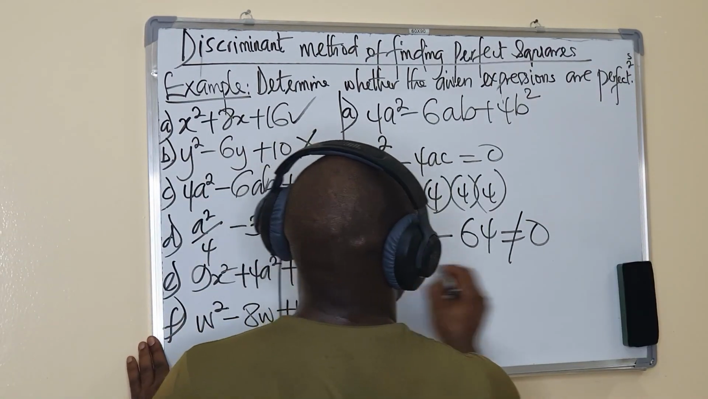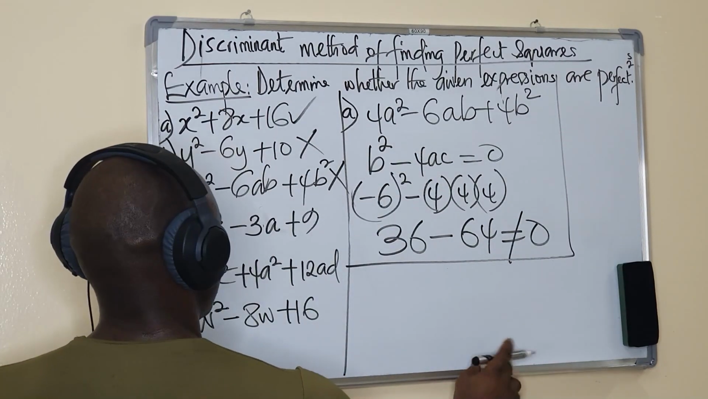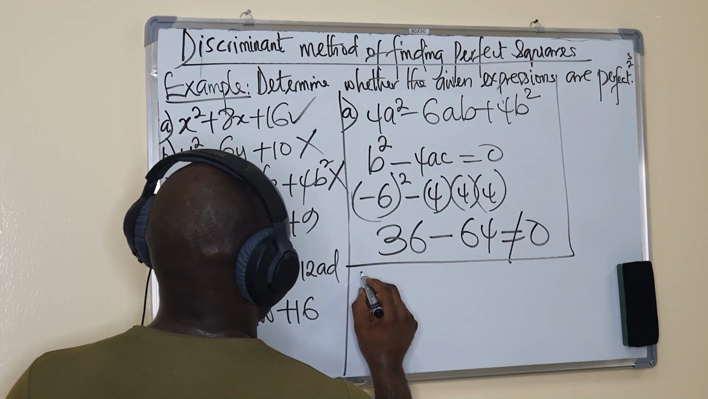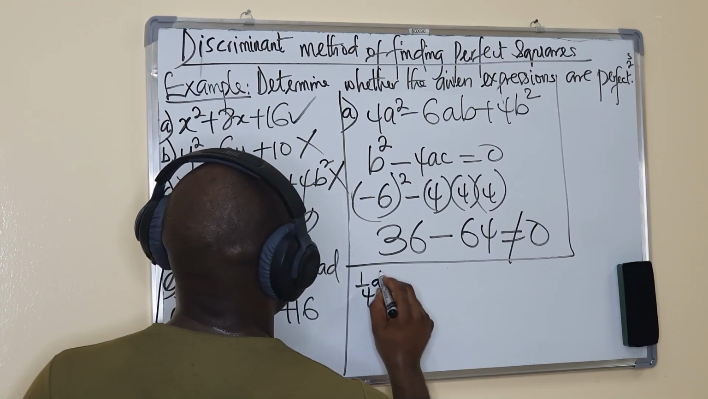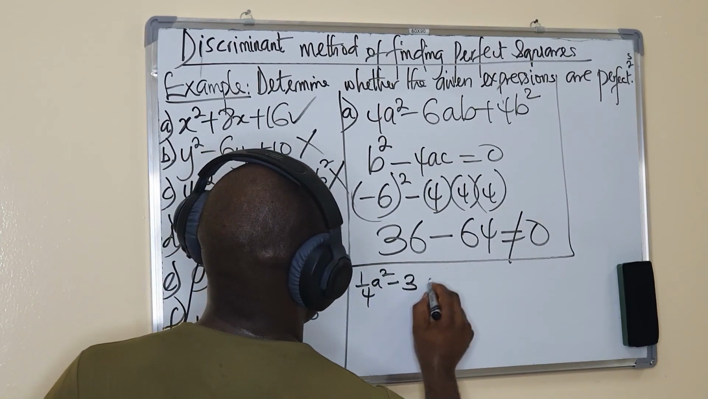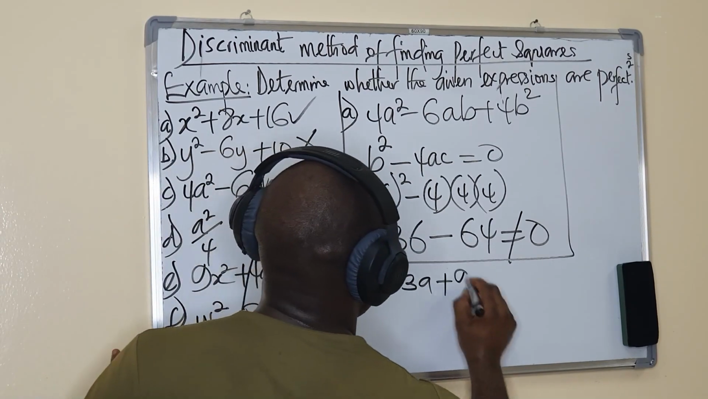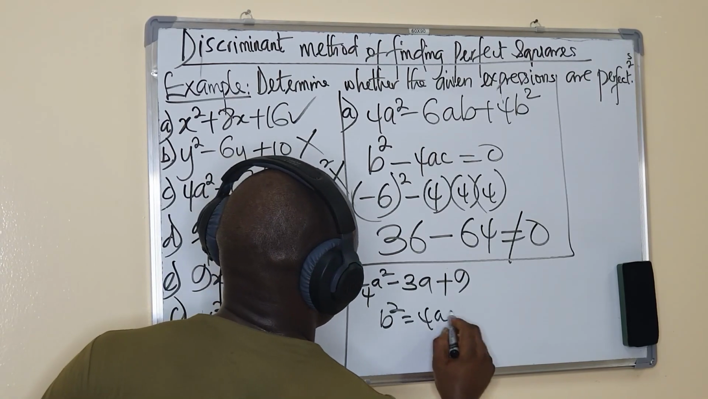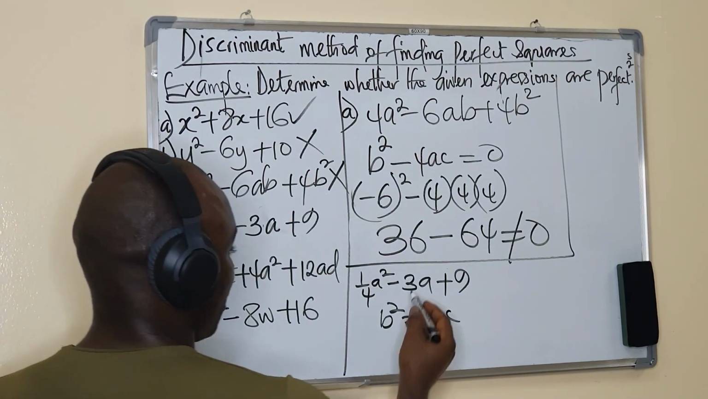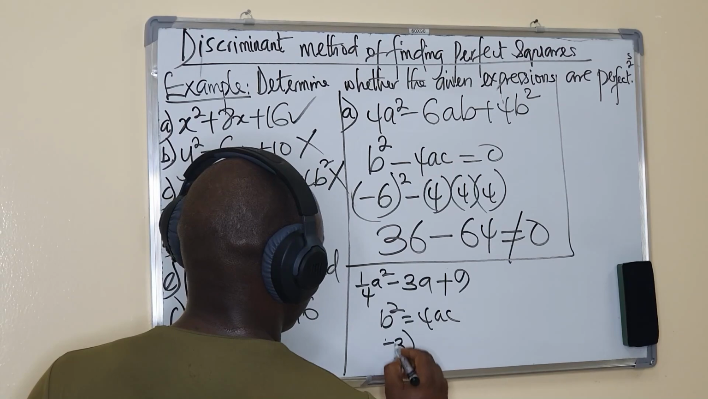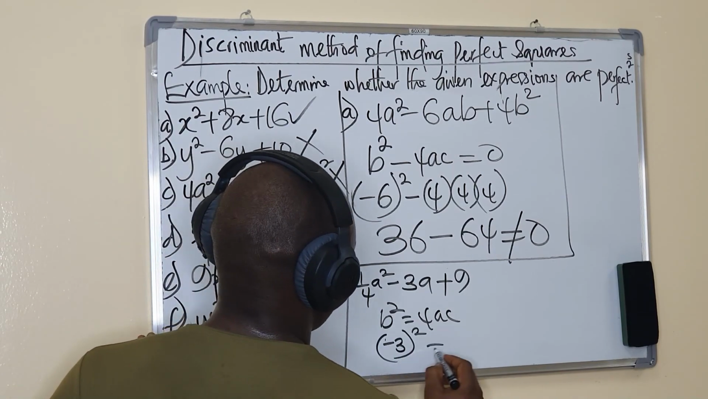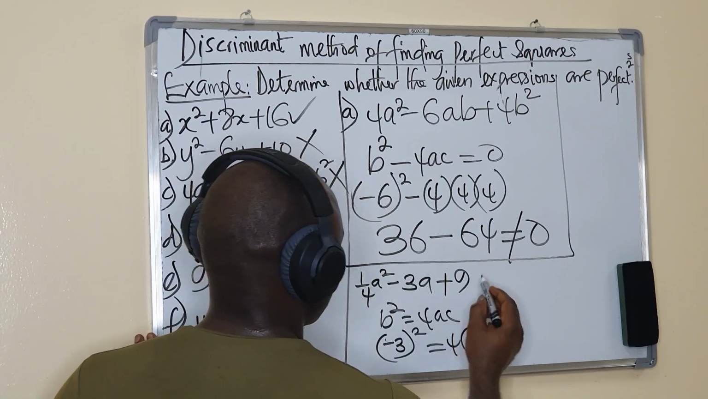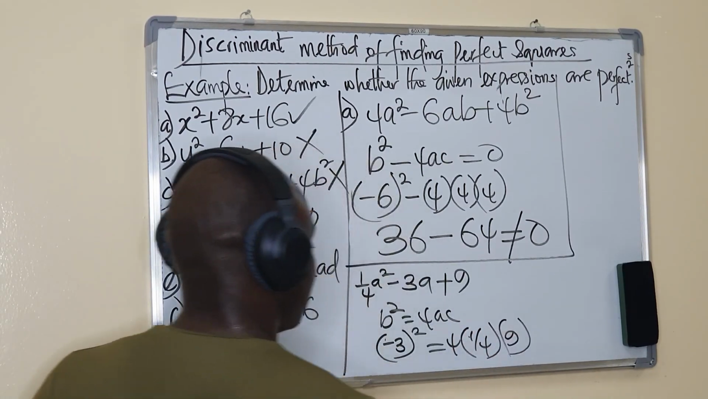Okay, what about the fourth expression? The fourth expression is 1/4 of a squared, we can write it like this, 1/4 a squared minus 3a plus 9. Let's check if b squared is equal to 4ac in this expression. What's our b squared? That's negative 3 squared. Is it equal to 4 times a is 1/4, and c is 9? Let's see if that works.